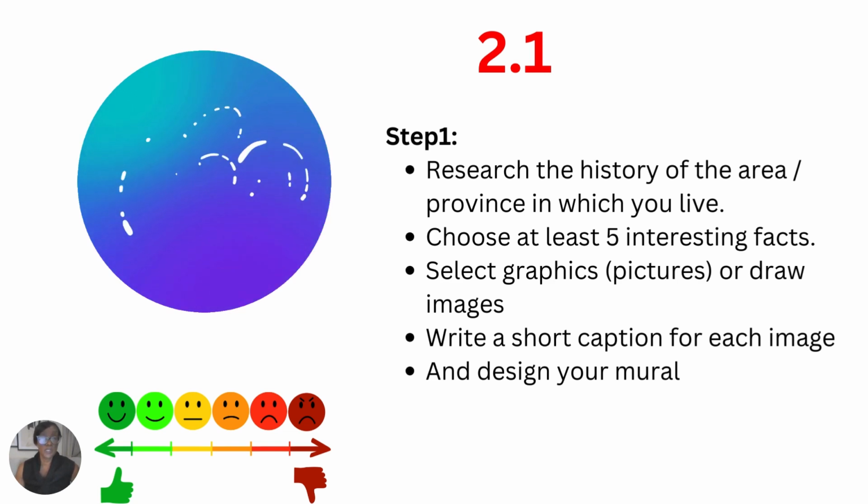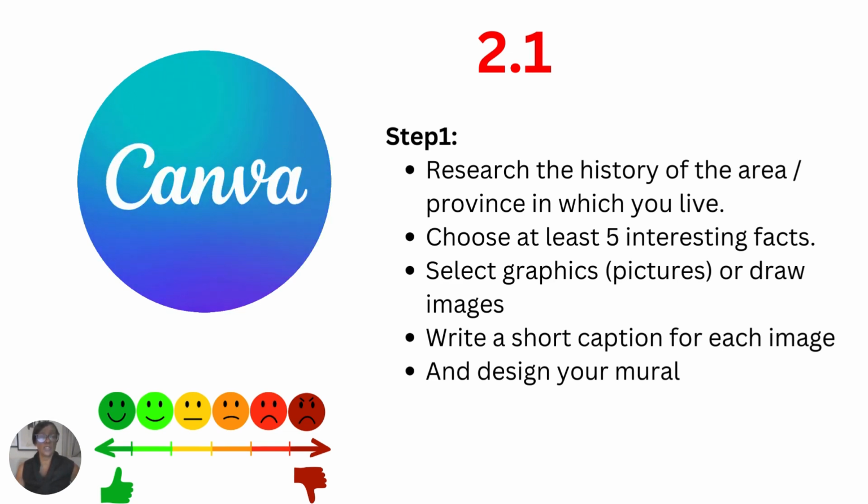Then you're going to choose at least 5 interesting facts about that province that is linked to social sciences and possibly relatable for grade 4. You're going to select graphics, and by graphics we mean pictures that you find when you're searching for stuff, as we've discussed in class, and you will reference them accordingly, as we've discussed in the previous video. Or you can draw them physically yourself if you are good at drawing. Then, after you've selected your images, you're going to write a short caption for each image, and you're going to then design your mural.